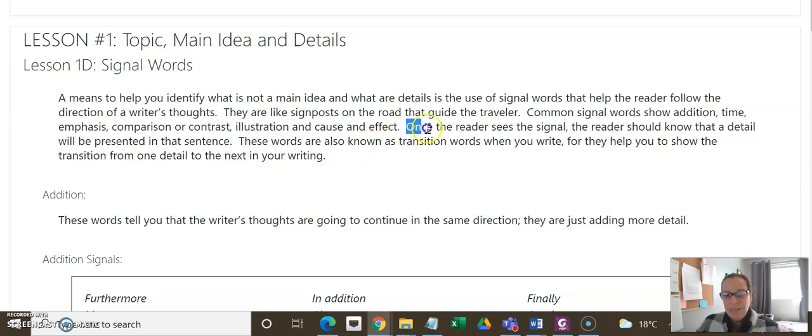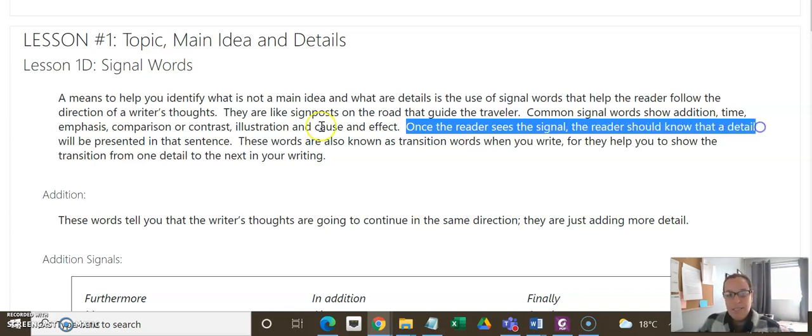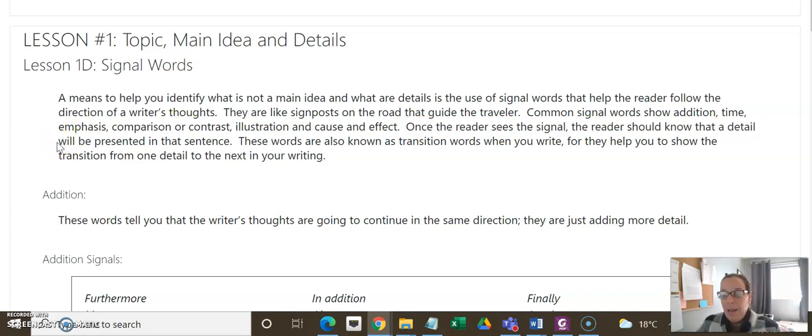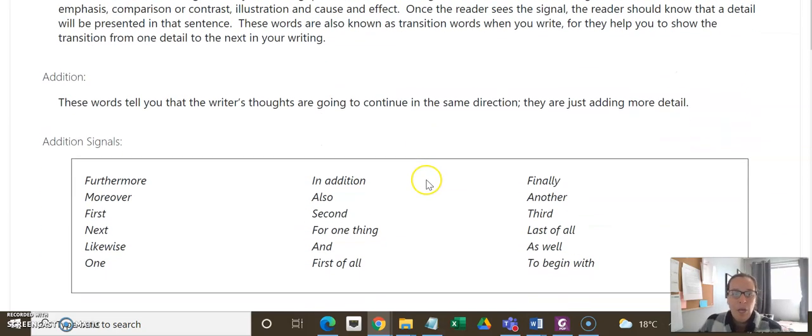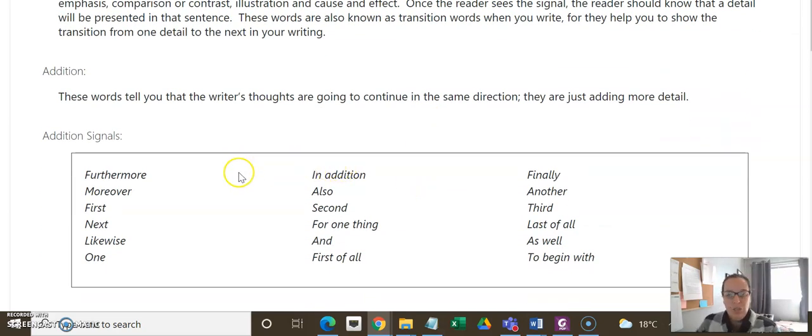So once you see these signal words, the reader should know that a detail is coming. So they're really great little cues or clues that are telling you, hey, a detail is coming to support the main idea. These are also known as transition words because when you write, they help you transition from one detail to the next.